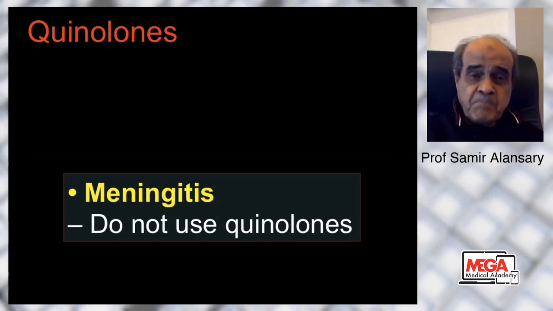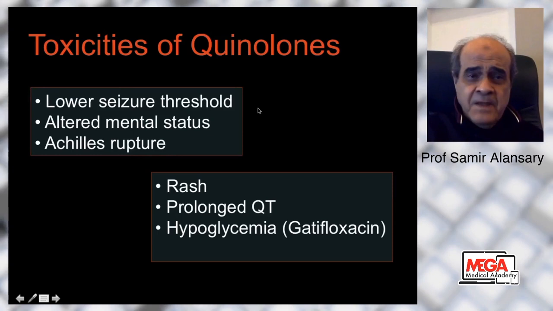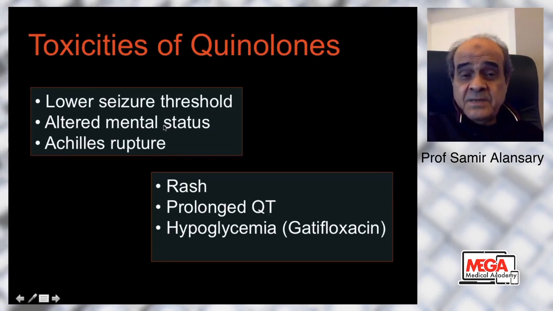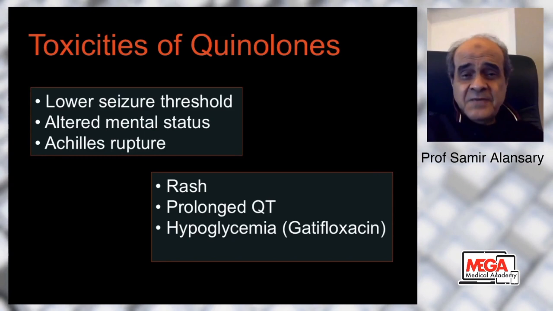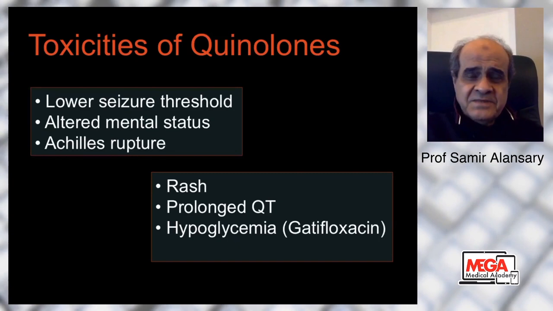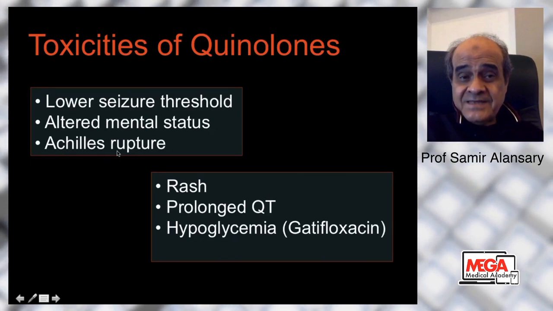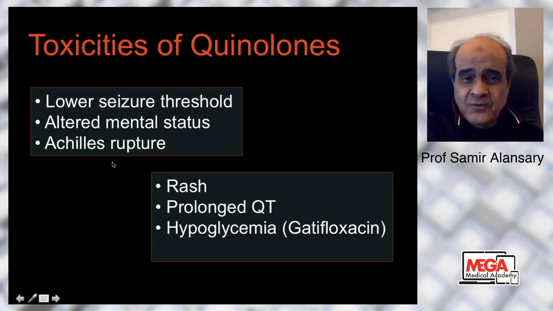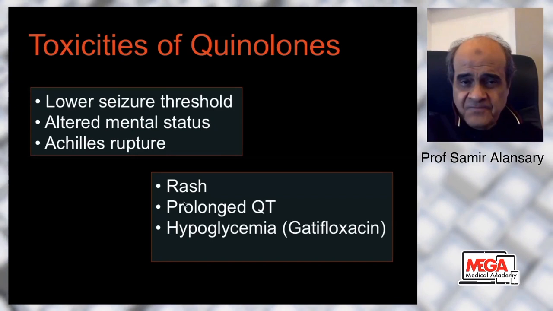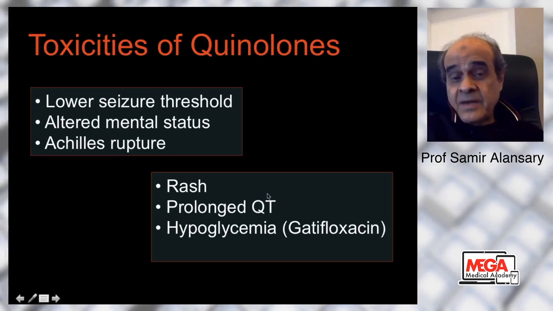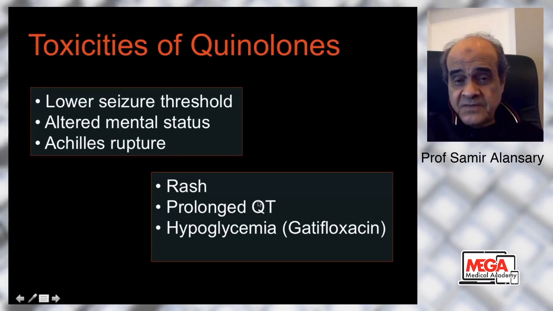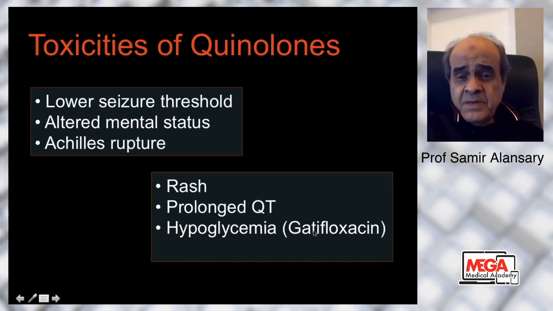As we know, quinolones may cause some side effects: seizure activity, maybe altered mental status, and many patients taking quinolones suffer, they can't sleep well, and they have bad dreams. Also take care of collagen effects, especially Achilles tendon rupture, and really it affects all tendons of the body. Take care of using it too much. It affects the collagen tissue of the patient. Also may cause rash. Prolonged QT, very important. And macrolides also, don't forget, cause prolongation of QT interval more than 450. Hypoglycemia may be caused by gatifloxacin.